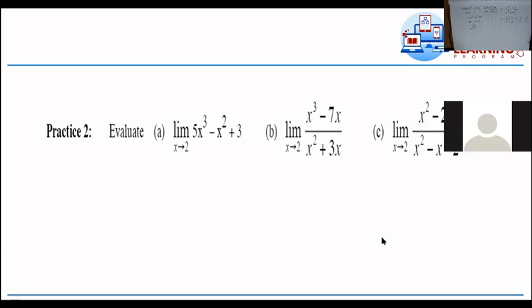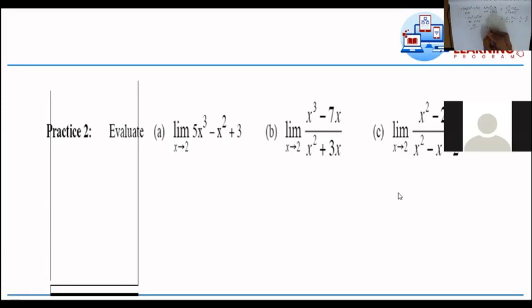Next, for letter C. For letter C, we have the limit of x squared minus 2x divided by x squared minus x minus 2 as x approaches 2. If we substitute the limit in the denominator, our answer is 0. 2 squared is 4, minus 2, minus 2, the answer is 0. So what we're going to do here is factor.